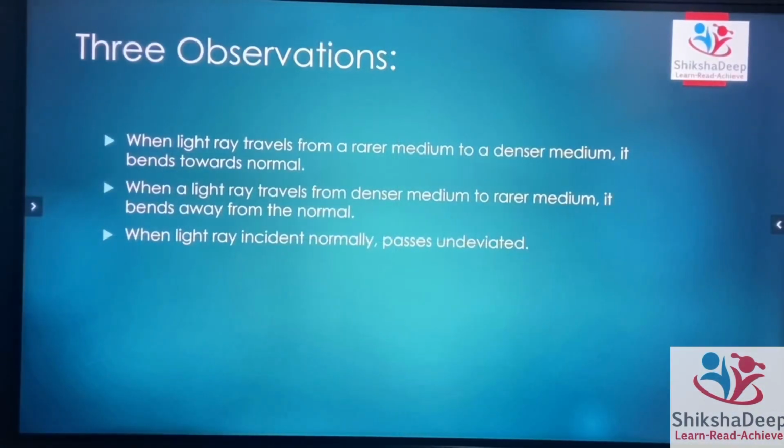A quick recap. We saw three cases. The first case being when light travels from rarer medium to denser medium, it bends towards the normal. Second case, when the light travels from denser medium to rarer medium, it bends away from the normal. And lastly, when light ray is incident normally, it passes undeviated.